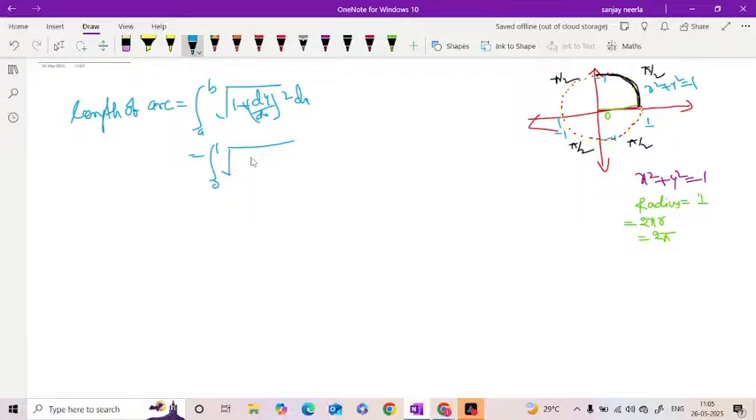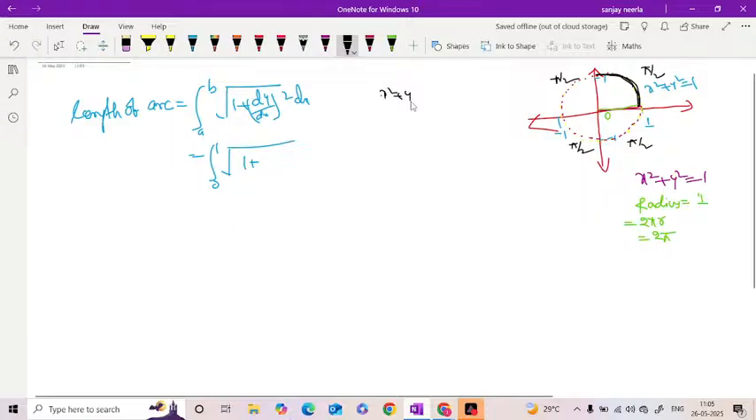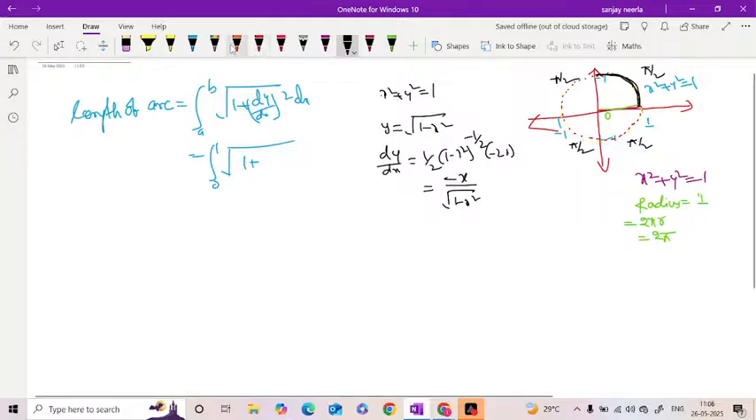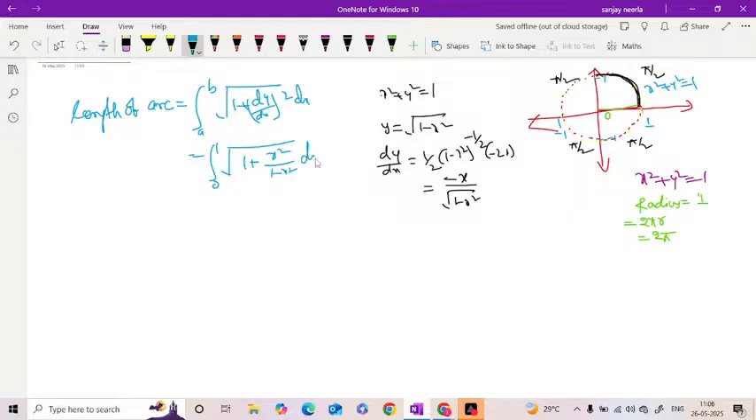Integral 1 plus. Now here x square plus y square is equal to 1. After separating the y, y is equal to under root of 1 minus x square. After differentiating with respect to x, what is the result? 1 by 2, 1 minus x square power minus 1 by 2 into minus 2x. That means dy by dx here will be minus x by under root of 1 minus x square. After taking the whole square we will get x square by 1 minus x square into dx.